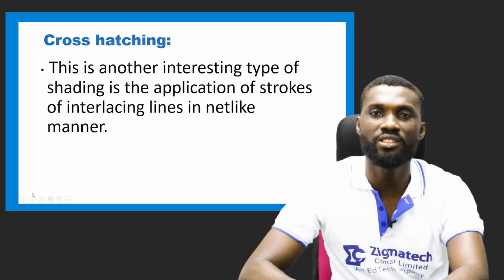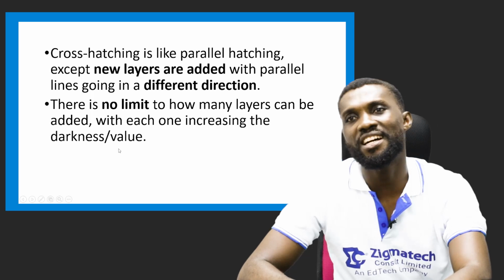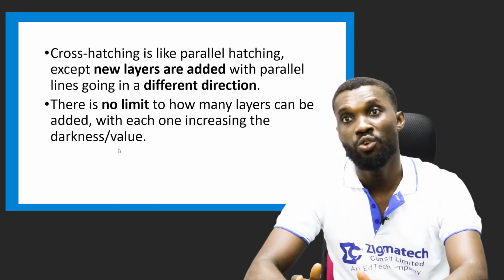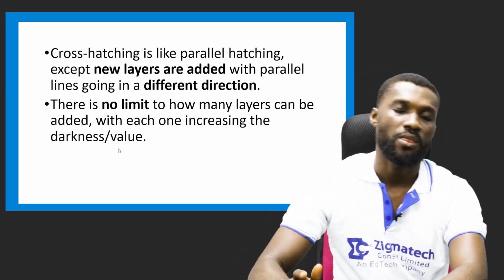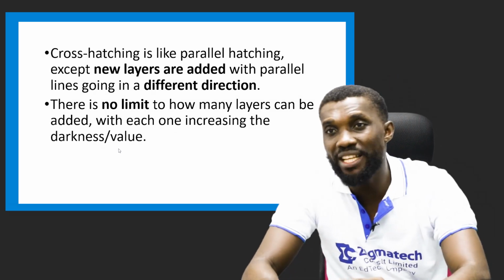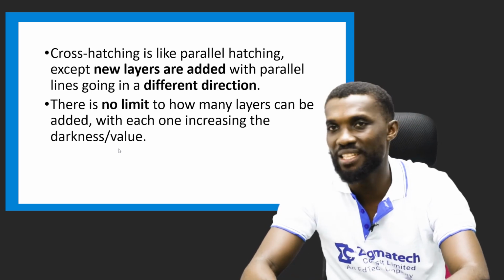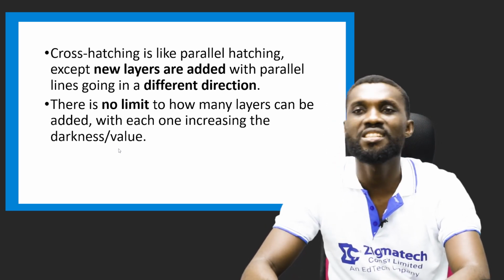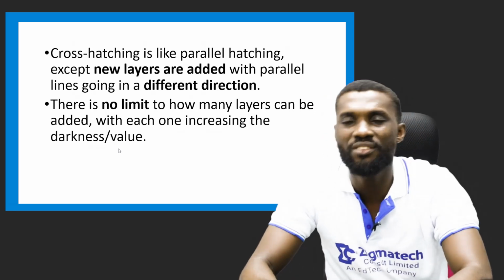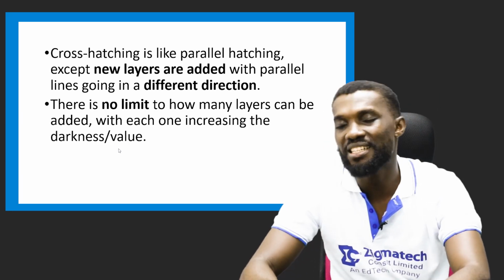With parallel hatching, let me go back. Now with parallel hatching, the lines are going in a single direction, but in cross-hatching, the lines are going in different directions, but they are consistent. They are not just done anyhow. Now there is no limit to how many layers that you can add to your given shading. You can shade until you've gotten to chiaroscuro standard. Until you get there, there's no point stopping.